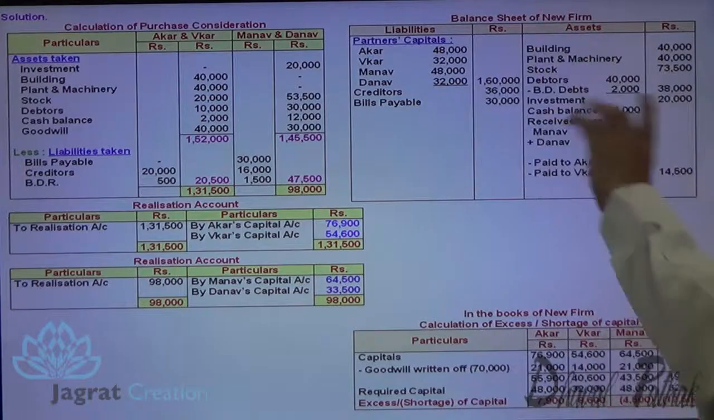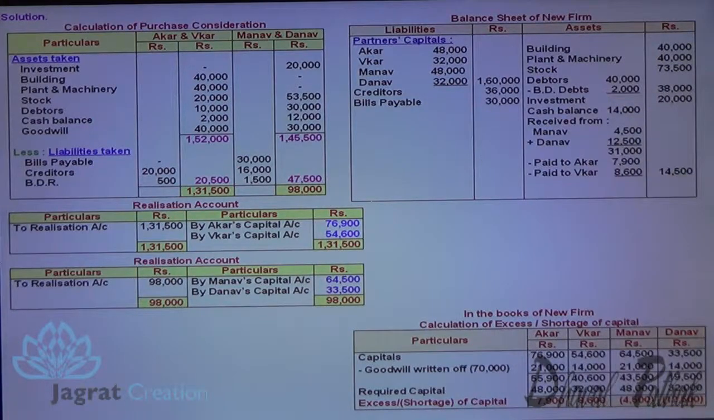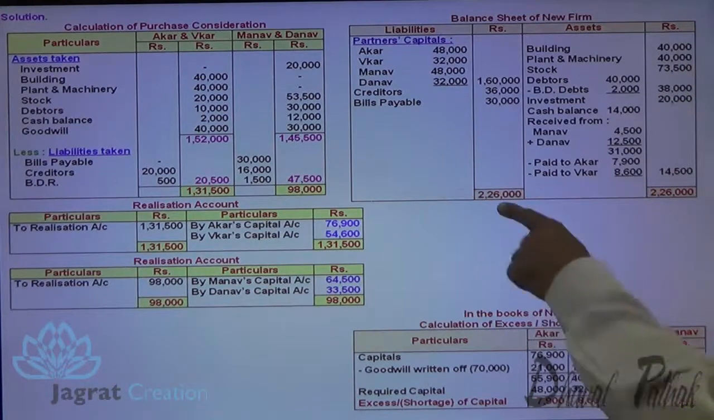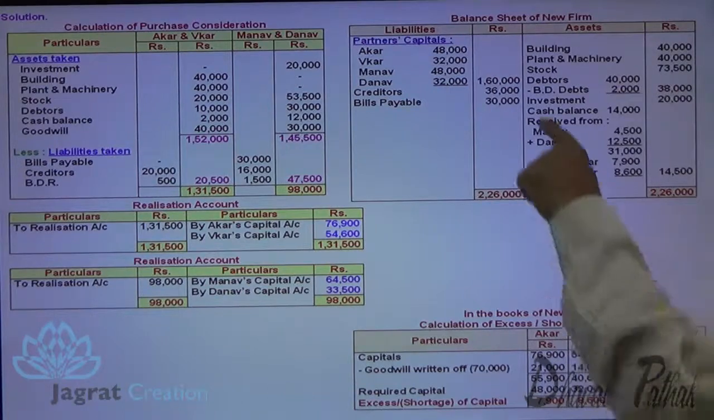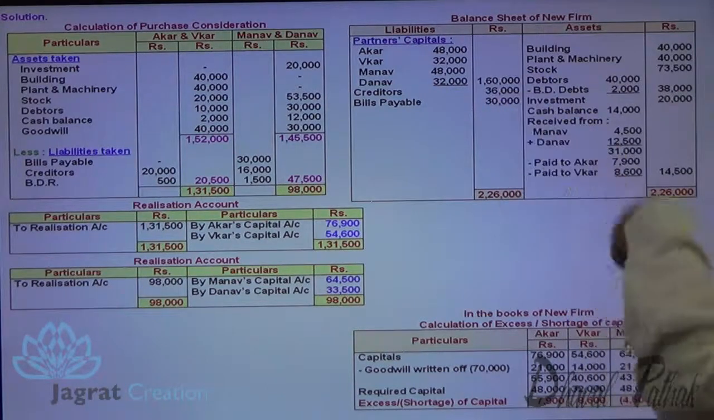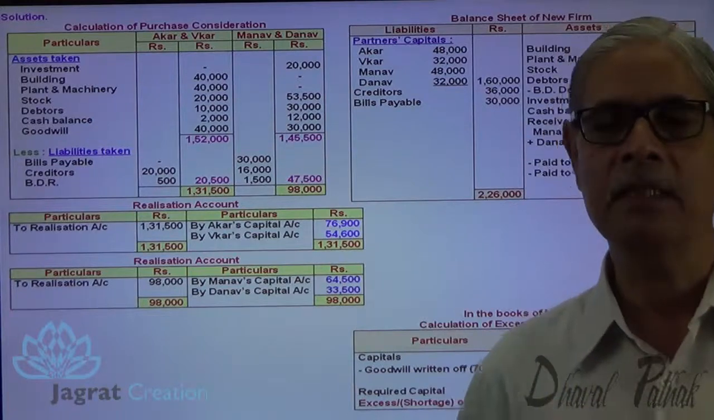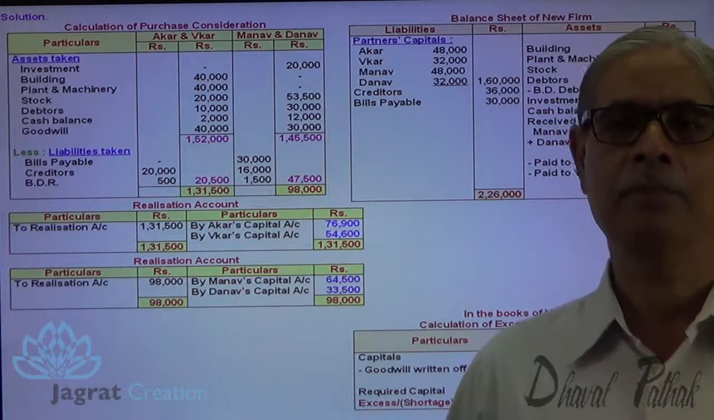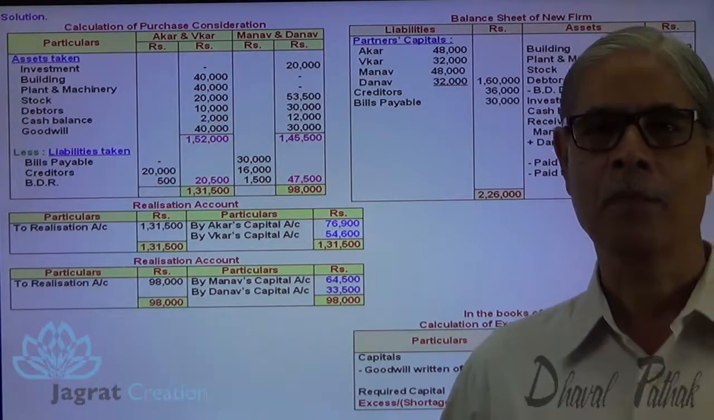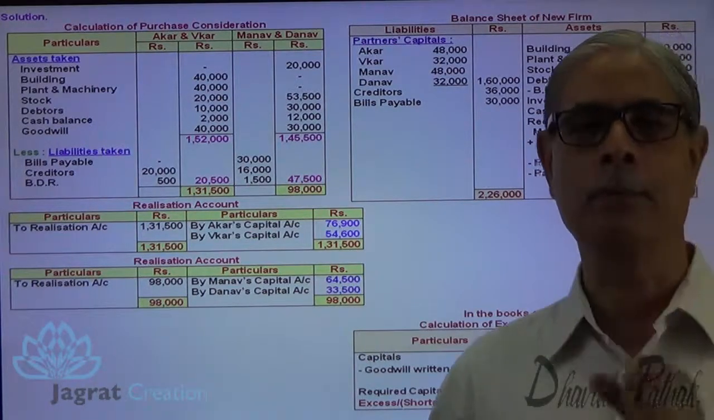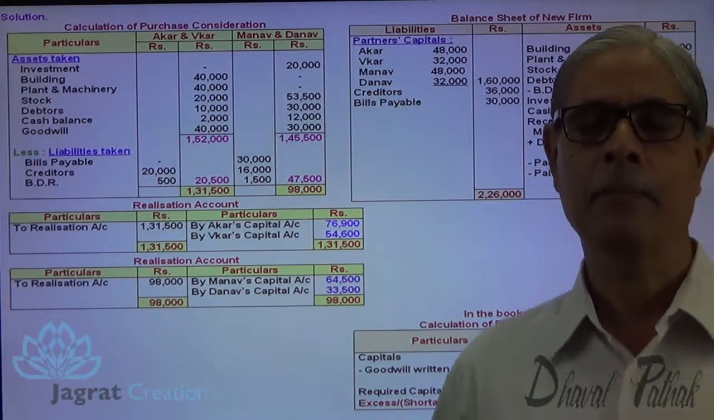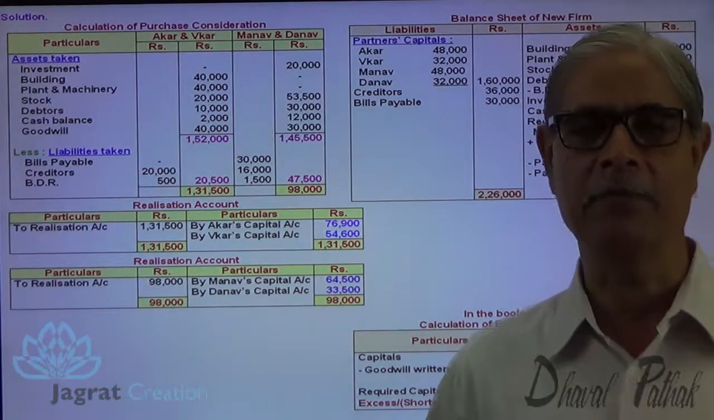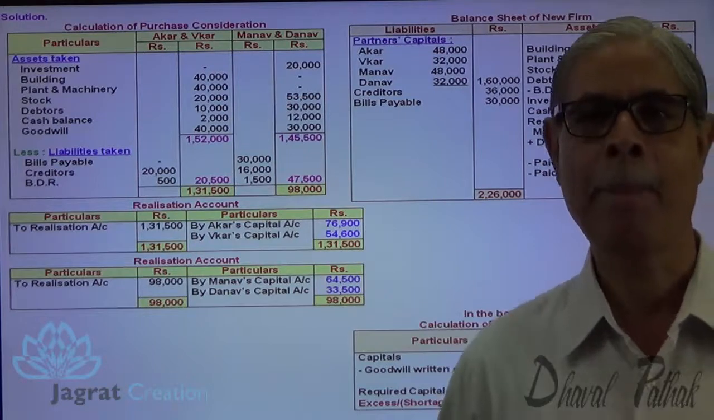Now after recording capital and all assets and liabilities, I should make a total of the balance sheet. So total of the asset side 2,26,000. Total of the liability side is also 2,26,000. 2,26,000. This is how the balance sheet is prepared. So this is a sum wherein the books of both ledger accounts in the books of the vendor firm, the balance sheet and the journal entries in the purchasing firm are recorded and explained.